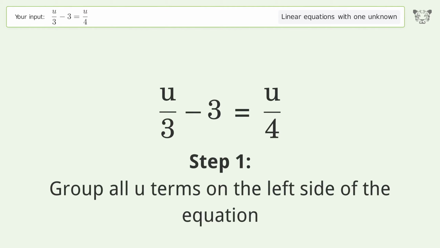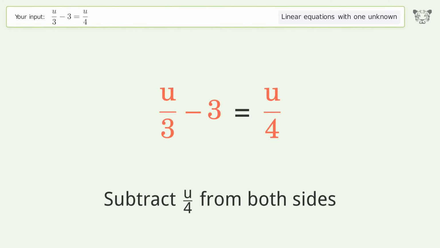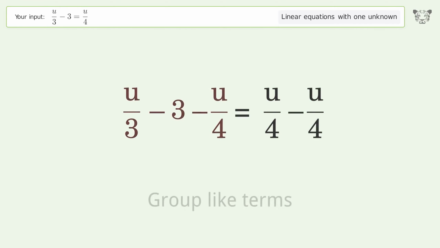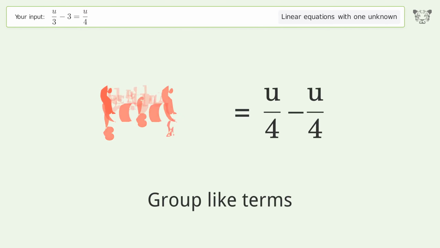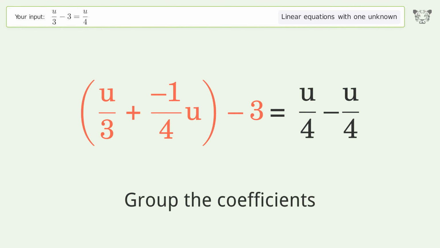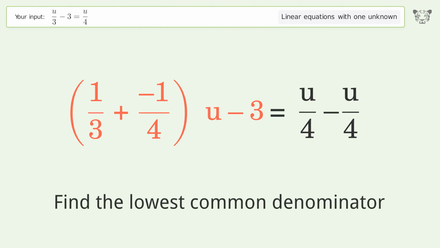Group all u terms on the left side of the equation. Subtract u over 4 from both sides. Group like terms. Group the coefficients. Find the lowest common denominator.